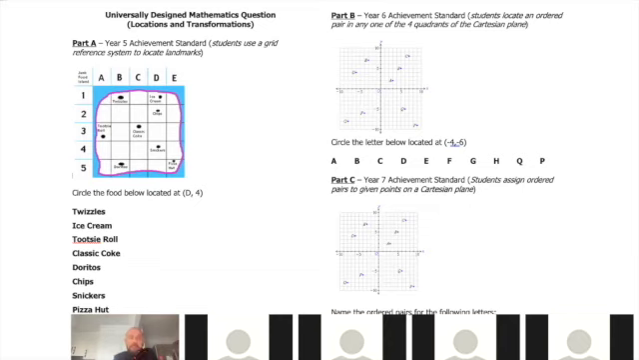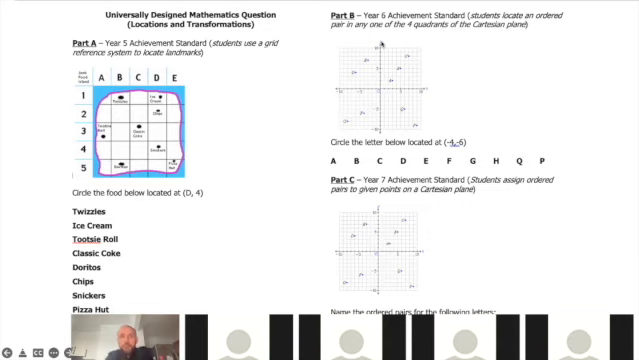So we're looking at the mathematics here. We're not looking at the literacy. If we look at this one here, we've got a grid reference system with foods located at different locations. Students use a grid reference system to locate a landmark, circle the food below located at D4. We're taking out the literacy. The students are just circling which one is located at D4. And if a student does this, it demonstrates they're at year 5 achievement standard around locations and transformation.